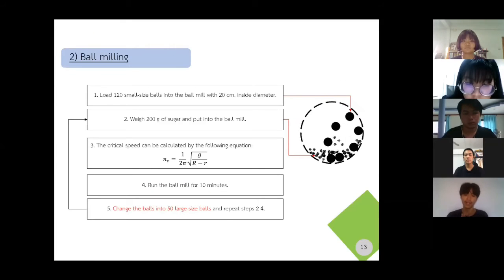4. Run the ball mill for 10 minutes and 5. Change the ball into 50 large-size balls and repeat steps 2 to 4.